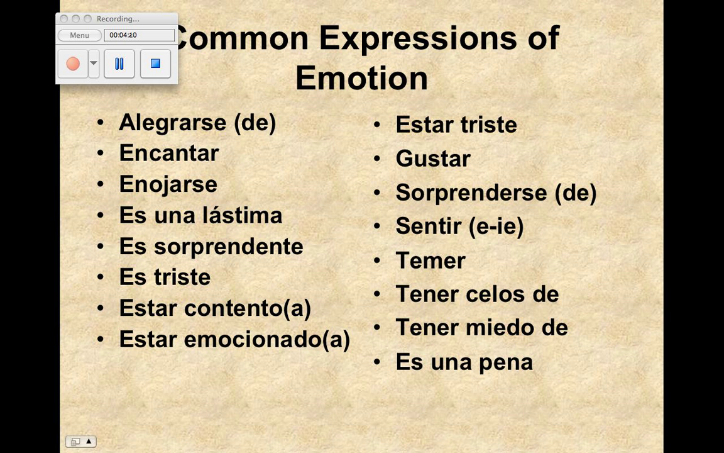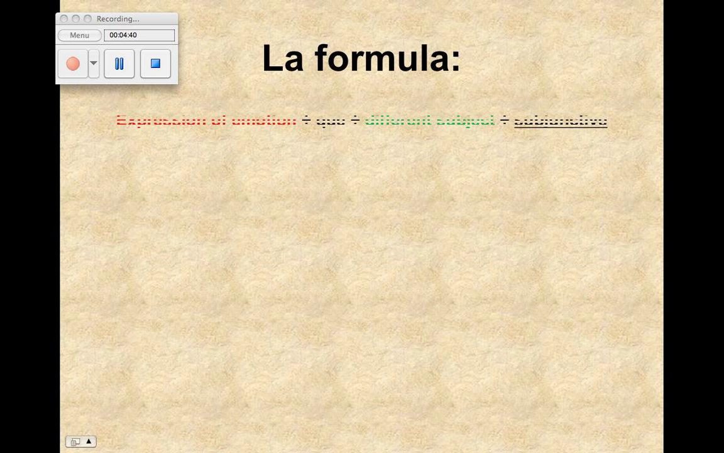Tener celos de is to be jealous of. Tener miedo is to be afraid of. Y es una pena, it's a pity. Although it looks like it's a pain, but it's not, it's a pity, okay? So these are ones you're going to see when we talk about expressing emotion. Okay, again, the formula is the same.